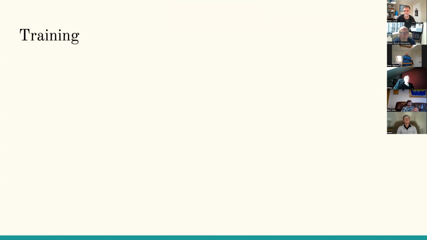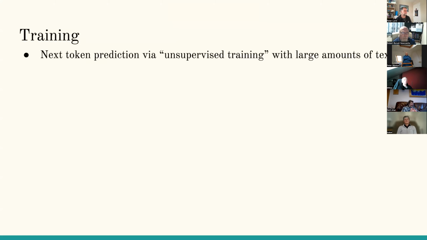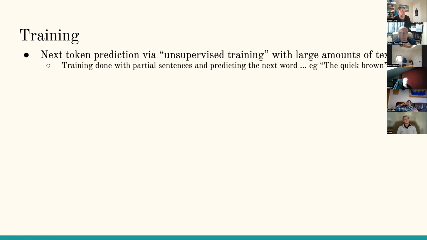Right, training, some more information about how these neural networks are trained. So this is all about next token prediction. We described earlier how we do supervised training, and that is we have some test data with expected results, and we tweak the weights until our actual result matches our expected result. However, if you think about it, now we can do unsupervised training with large amounts of text.